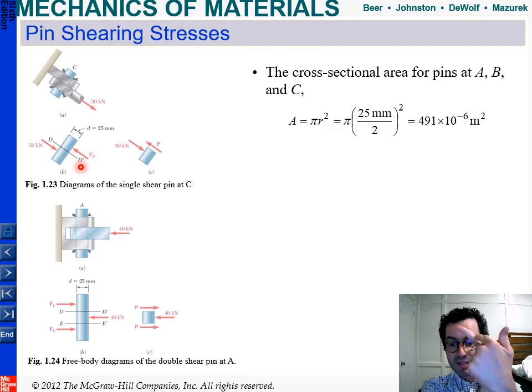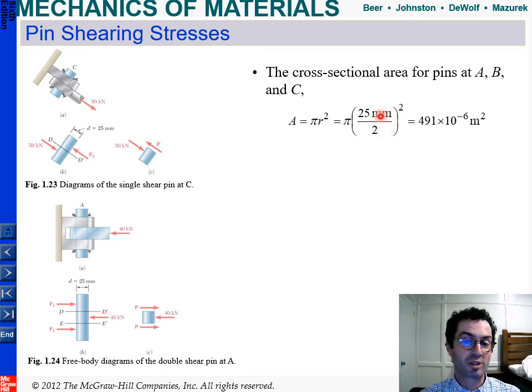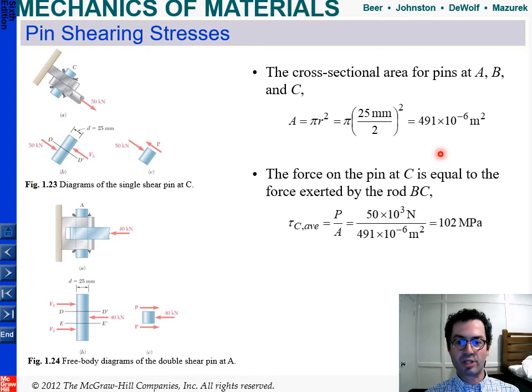Along this rod, 50 kilonewtons pulling on the top pin here, pin C. So we want to figure out what is the shear stress. So what's the area of that pin? Pi r squared, and it's 25 millimeters over 2. It's 25 millimeter diameter, so 12 and a half is your radius times pi. We get 491 square millimeters as the area of the pin. So the force on the pin is equal to the force exerted by the rod BC.